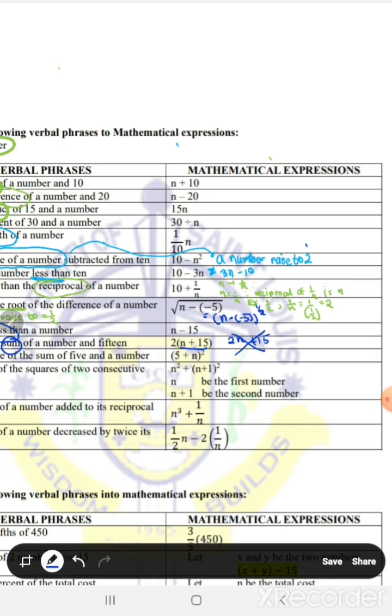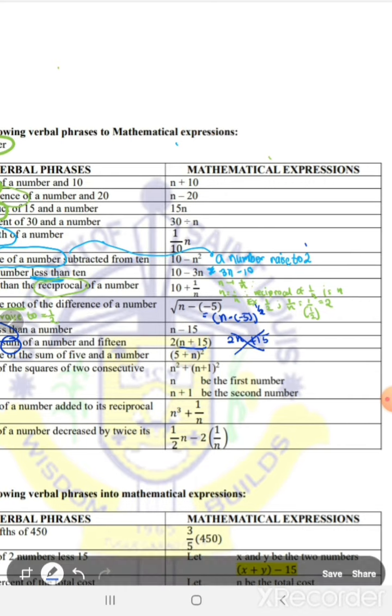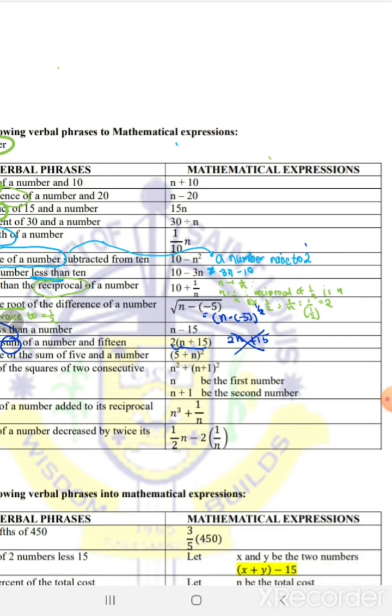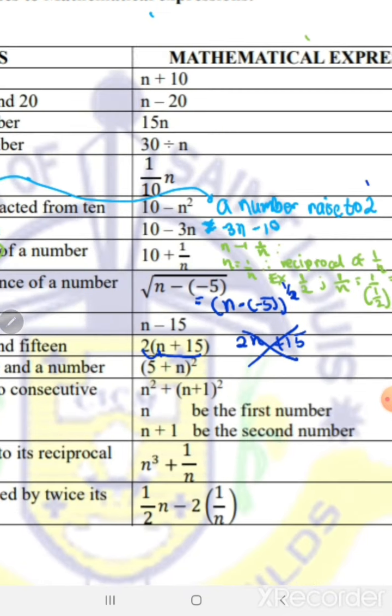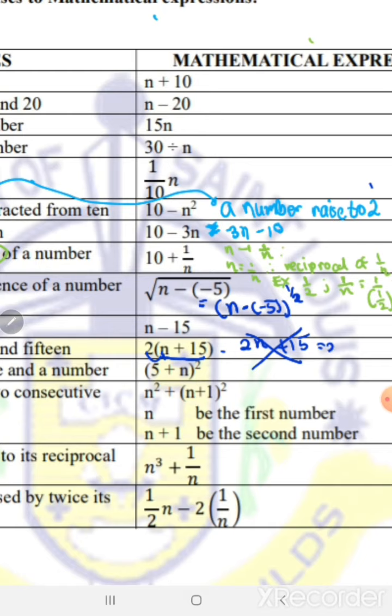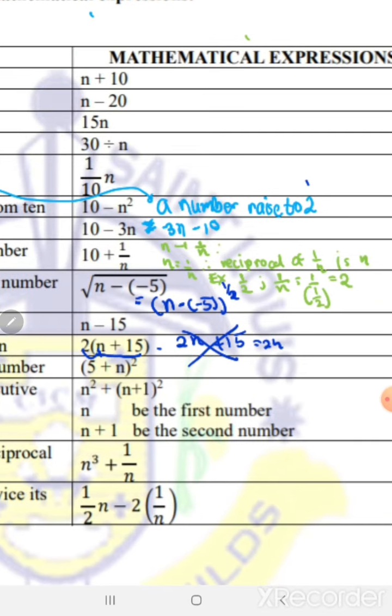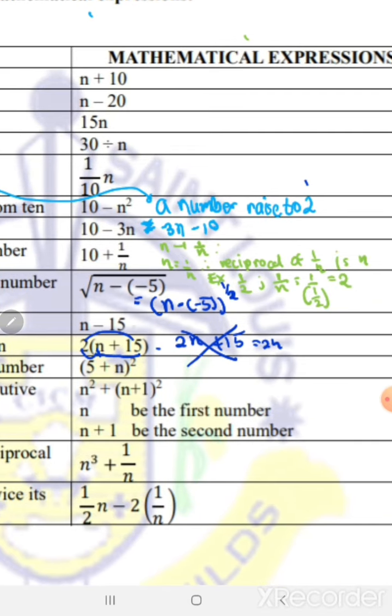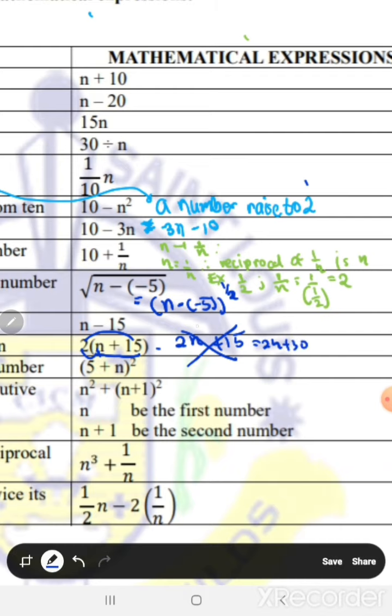Because the proof of this is that if you simplify the expression, you will multiply 2 to n, you will have 2n, and you will multiply 2 to 15, we have 30. Right? Therefore, it proves that 2n plus 15 is wrong.